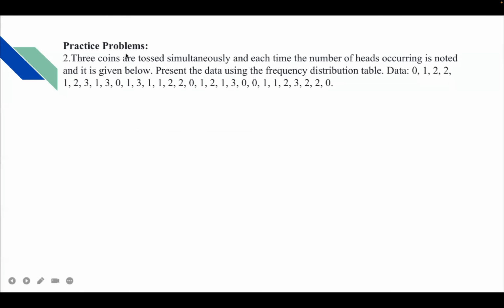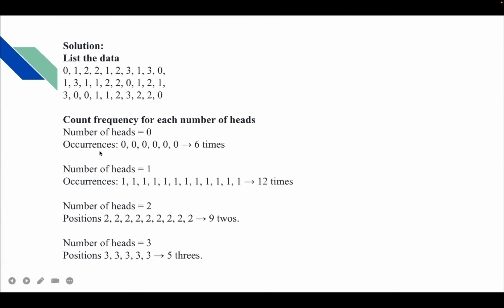So now, 3 coins are tossed simultaneously, and each time the number of heads occurring is noted and it is given below. Present the data using the frequency distribution table. So we have 0, 1, 2, 2, and so on up to 0. So once you list it out, we have this. So now we count frequency for each number of heads.